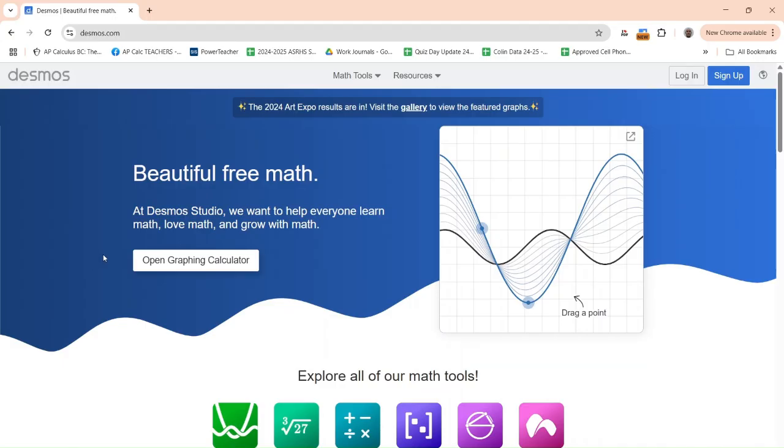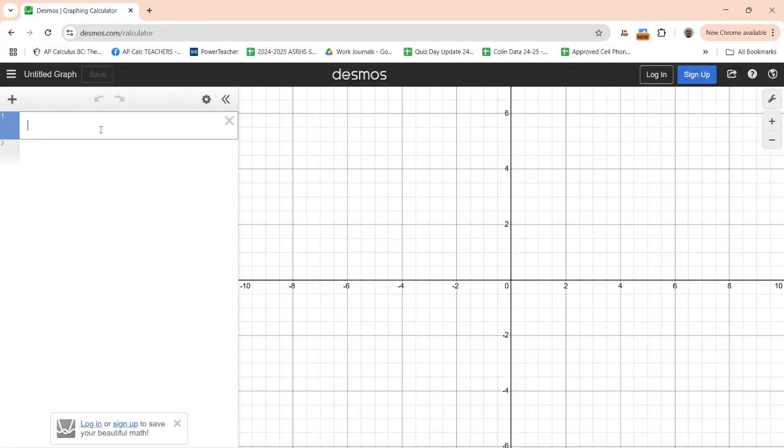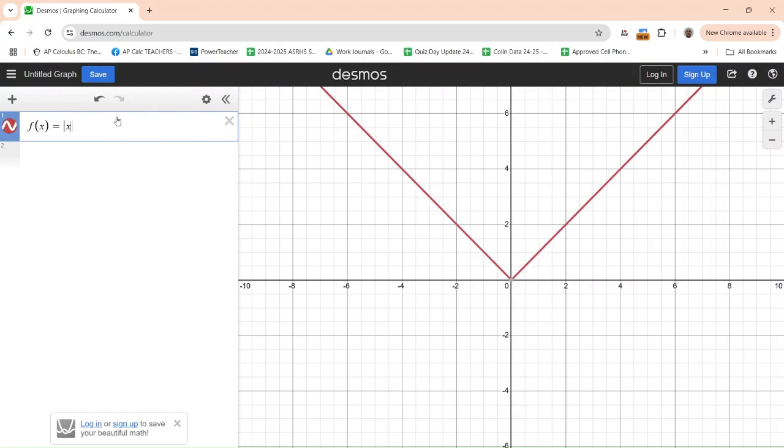So here I am on Desmos.com. I'm going to open the graphing calculator. That's the one I need. And let me just do f of x equals. And for absolute value, I need the little vertical bar. It's like above my enter, so shift vertical bar. And then I'll put an x in there and close my vertical bar. And lo and behold, there's my absolute value.